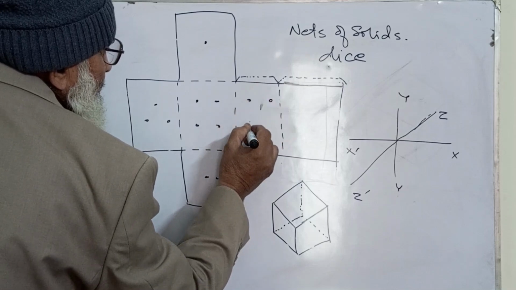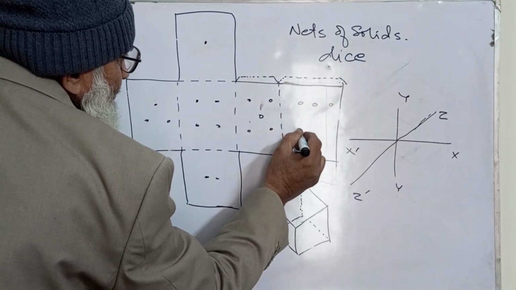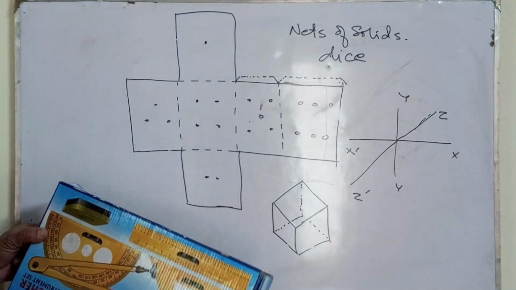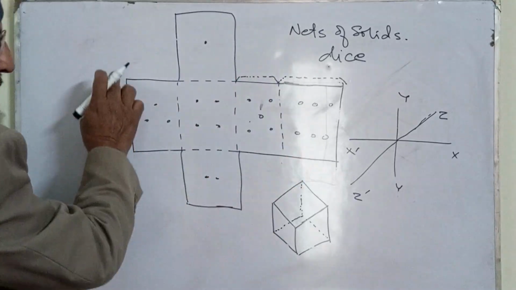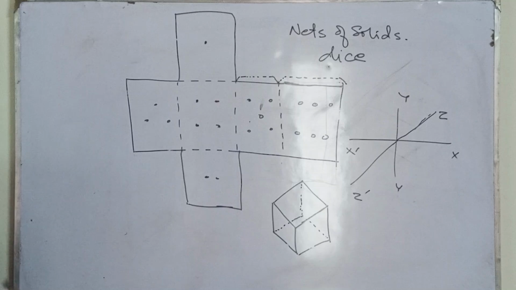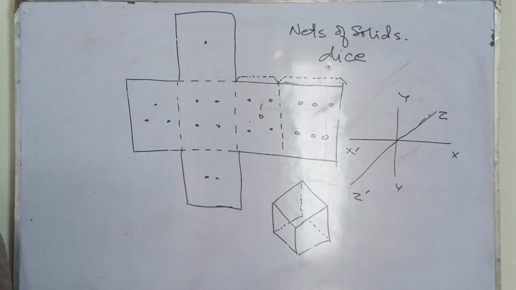1, 2, 3, 4, 5, and 6. I think you like 6 the most. Now these all are square. All these faces of the dice are square. You must have played with dice, and we will be playing with dice in our next chapter.